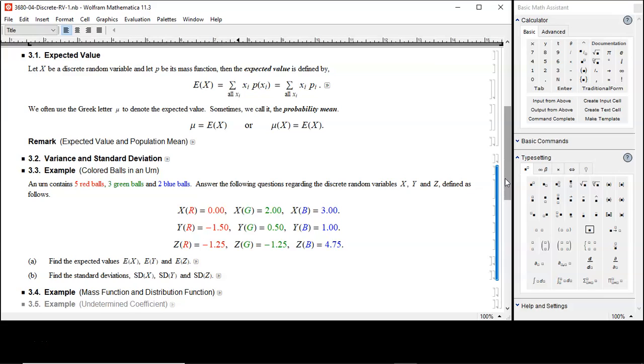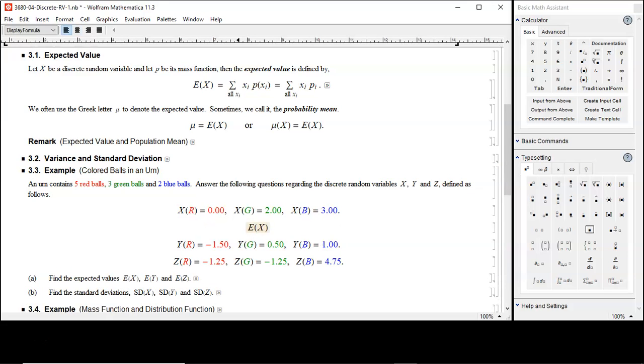Same example problem that we dealt with before. We have 5 red, 3 green, and 2 blue balls in an urn, total 10. And we have this game, game X. Alright, what is the expected value for this game? I have to multiply X and P, so payoff of $0 for red, and then probability for red, 5/10. And then $2 payoff times the probability for green, and $3 payoff times probability for blue.